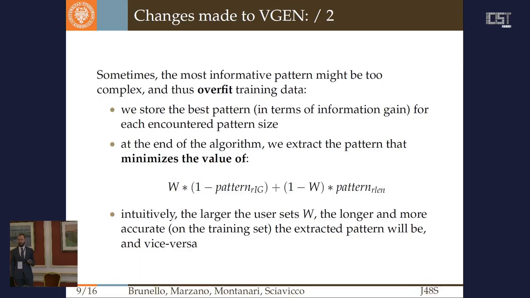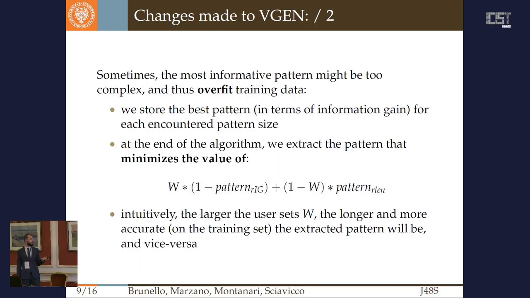Finally, for the last modification, sometimes getting the most informative pattern might not be the very best idea because it may be simply too complex and too tied to the training data, so it might overfit the data. So what we do is storing the best pattern in terms of information gain for each encountered pattern size, and then we extract the pattern at the end of the algorithm that minimizes the value of this formula, where W is a weight that may be customized by the user, pattern Rig is the pattern relative information gain, and pattern Rlen is the pattern relative length with respect to the longest pattern we discovered.